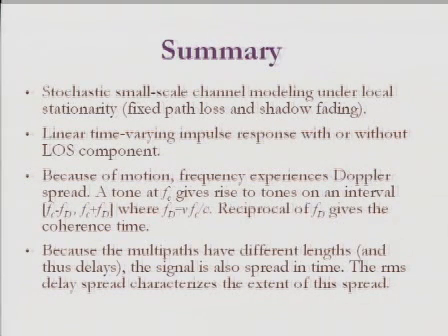So we send a tone at frequency fc, and we'll receive over each multipath component a tone at a different frequency within this interval, fc minus fd, fc plus fd, where fd is the Doppler spread given by the speed of motion divided by the speed of light times the frequency of the signal. We saw that the reciprocal of this Doppler spread gives us the coherence time, which is roughly the time over which the channel is going to stay constant. Because the multipaths have different lengths and so different delays, the signal is also spread in time, and the RMS delay spread characterizes the extent of this spread, and we have a precise expression for it.